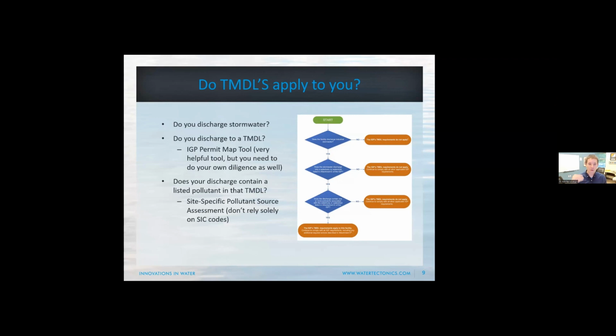And then, so you find out, do I discharge to a TMDL? Yes. Okay, well now, does my discharge contain a listed pollutant in that TMDL? Say there's a TMDL for zinc, for example. This waterway has a total maximum daily load, a limit that it's trying to manage to for zinc. Do I have zinc in my runoff? Is that something I'm monitoring for my permit? Have I done a site-specific pollutant source assessment?